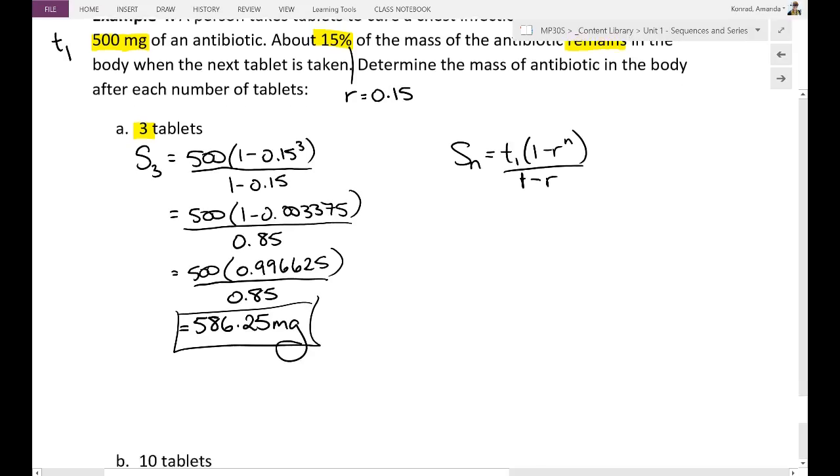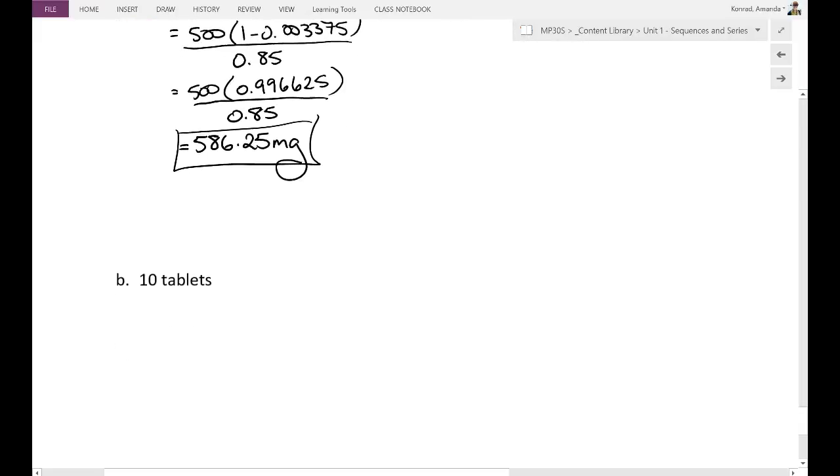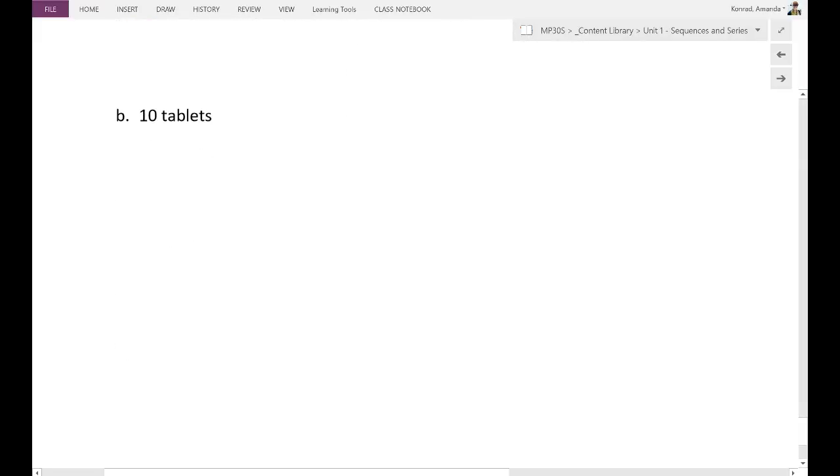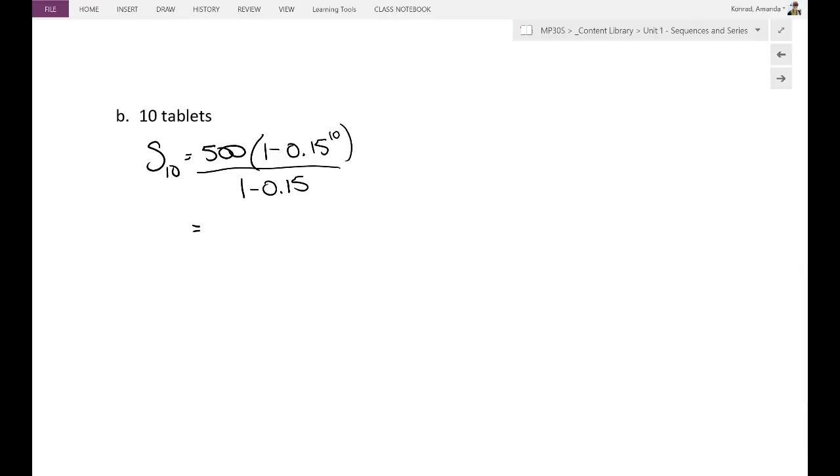10 tablets, exact same procedure, so I'm going to do it a little bit quicker here. So we've got S10 equals 500 is term 1. 1 subtract 0.15 to the power of 10, all divided by 1 subtracted by 0.15. If I plug this into my calculator, 500 multiplied by 1 subtract 0.15 power of 10.